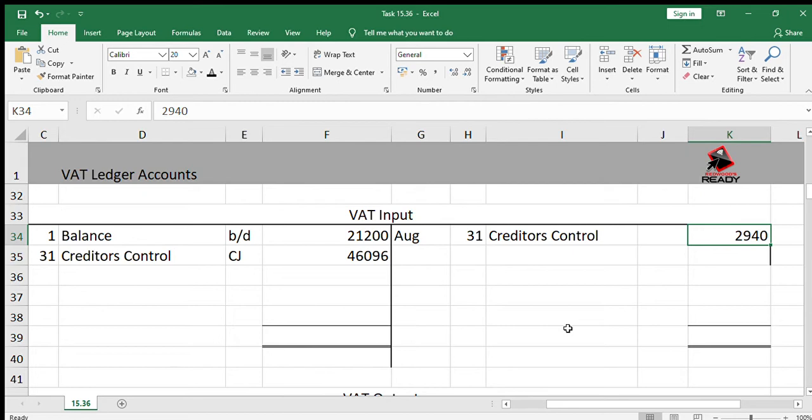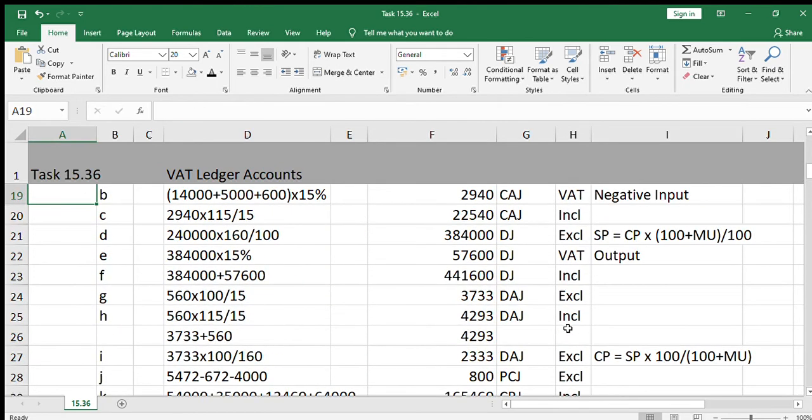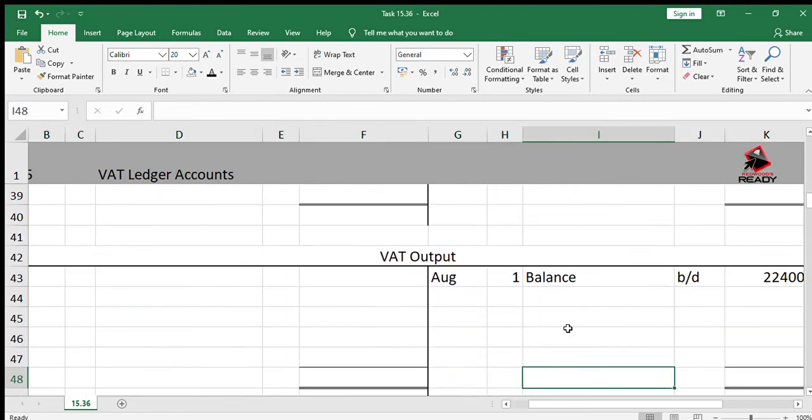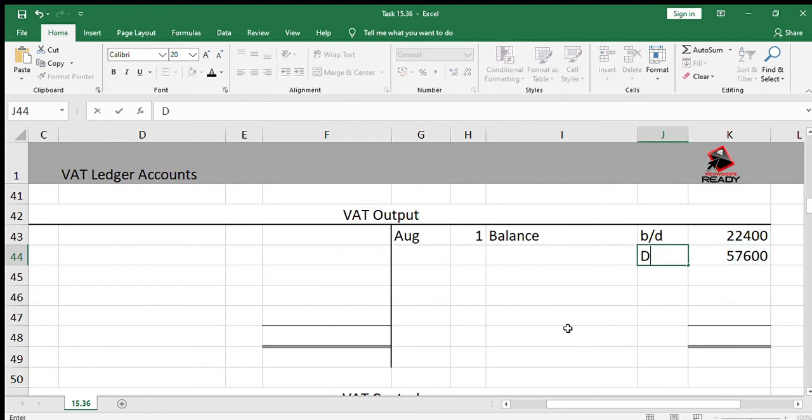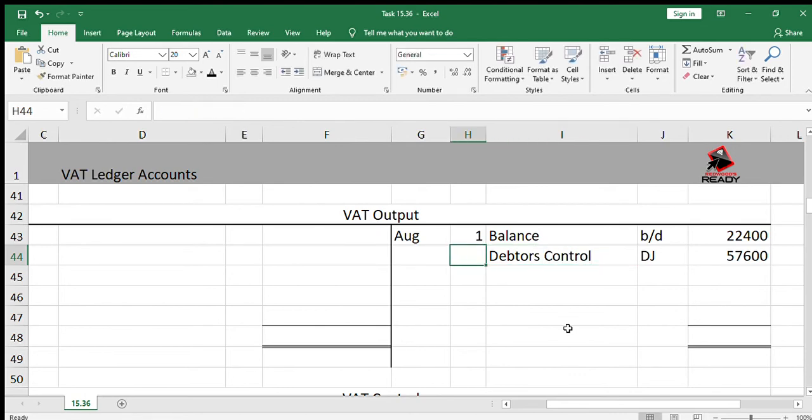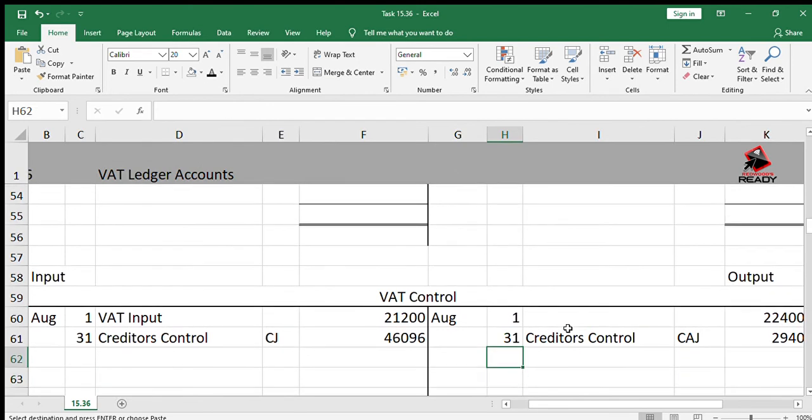Okay, the next journal we have is the debtors journal. Okay, so the VAT amount there was E's answer. So let me just see what E's answer is. It's 57,600. This is VAT output. It will go to the credit side of VAT output, 57,600 from the DJ. And our details will be debtors control. Okay, on the 31st of August. If you're only doing the VAT control account, we would have the same thing on the credit side of the VAT control account. Okay, so there we go.